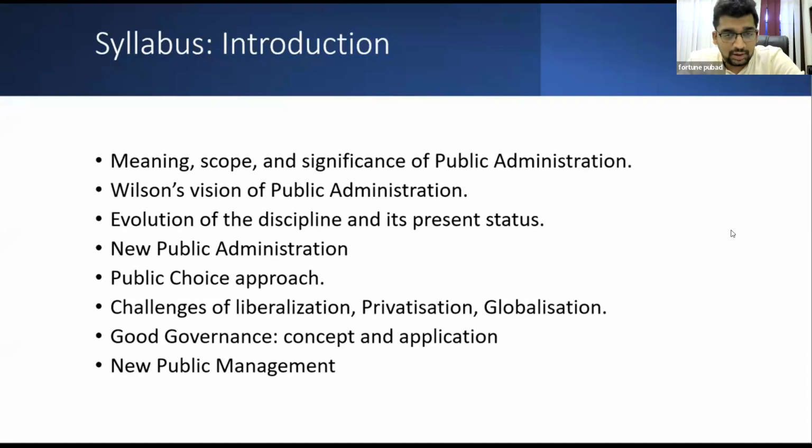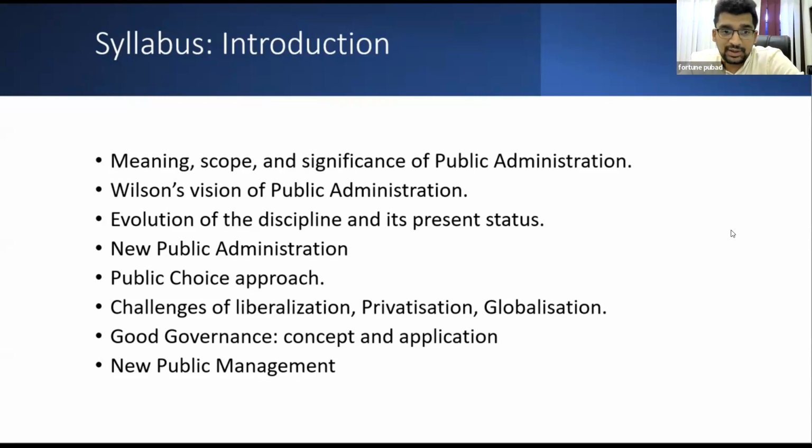The first part of the topic that we are going to discuss today is meaning, scope, Wilson, evolution, and NPA. What you can see in this first part is that we are going to put out some common elements. Common elements means we'll analyze the previous year questions. Through previous year questions, I would like to show you that there are only repeating themes, common answers, and a common set of thinkers that you can apply.